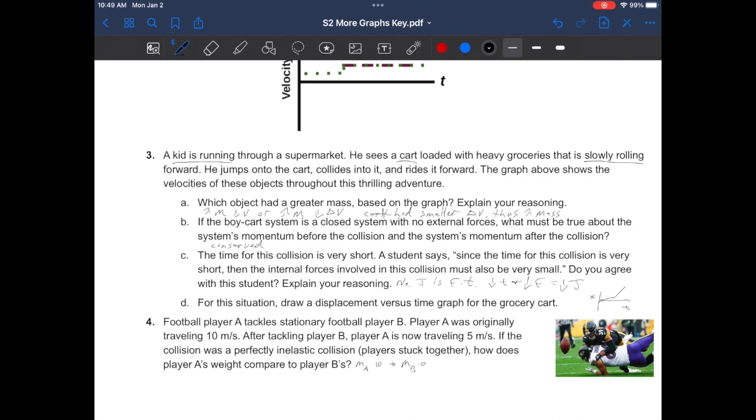We've got player A, mass times velocity, plus player B, mass times velocity, is equal to the combined mass, A plus B, times velocity. So it'd be mA, mass of A, times 10, plus mass of B times 0, is equal to mass A plus mass B times 5. If we distribute the 5 into the parentheses, we get 5mA plus 5mB is equal to 10mA. Subtract the 5mA to the other side: 5mA equals 5mB. That means they have the same mass. If they have the same mass on the same planet, they have the same weight.